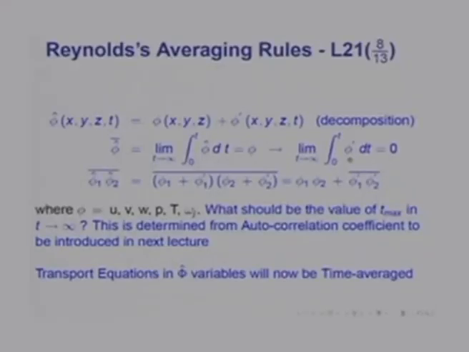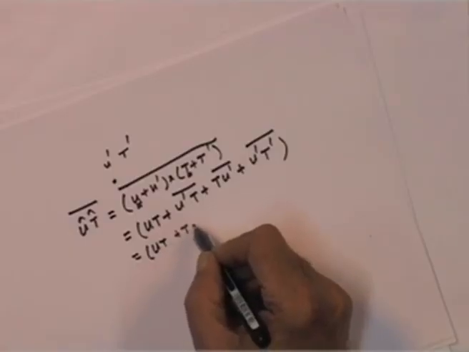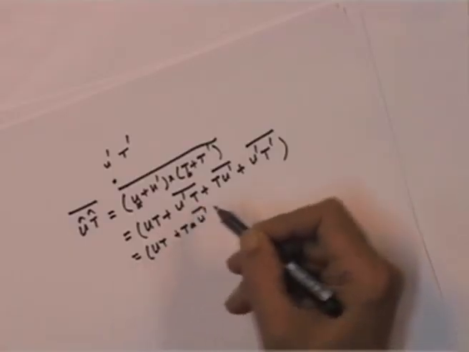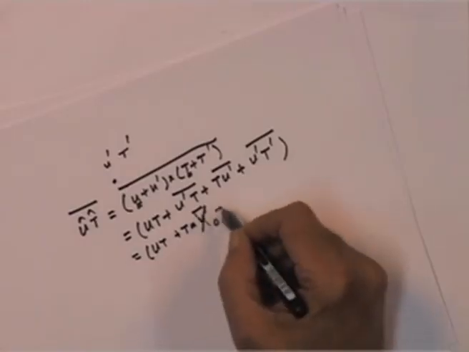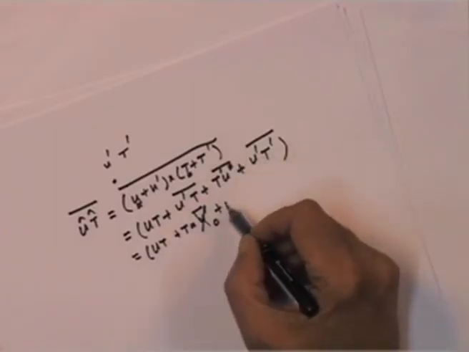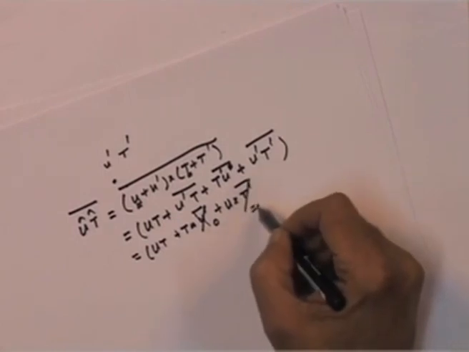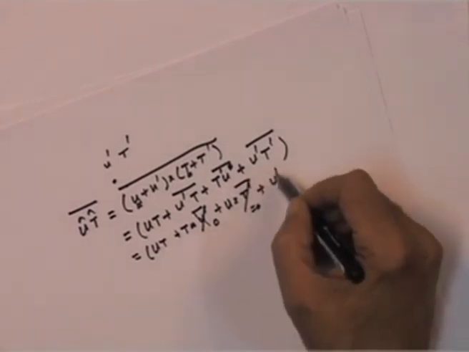But notice that we have said that the integrated value of any fluctuation will always be 0, and therefore this should be u t dash plus t multiplied by u dash, and that would be 0. Sorry, this should be t dash u plus u multiplied by t dash, and that would too be 0. But u dash t dash will survive.